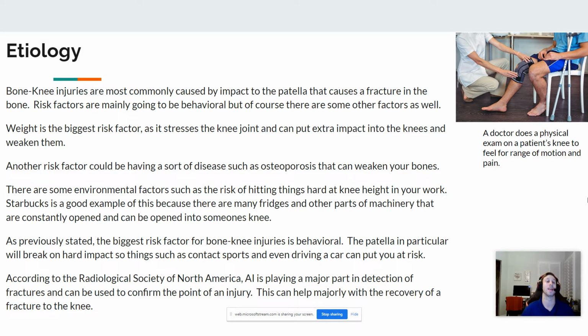And there are environmental factors. You could work somewhere that there are things moving around that are low near your knees. You could work somewhere that has a lot of things that your knee could make contact with. And that hard contact could be what causes a fracture. But as previously stated, the biggest risk factor is going to be behavioral. The patella will break on a hard impact. So things like contact sports, car accidents, those can put you at risk. And then AI can be a major part in detecting as well, to make sure that those fractures are detected.